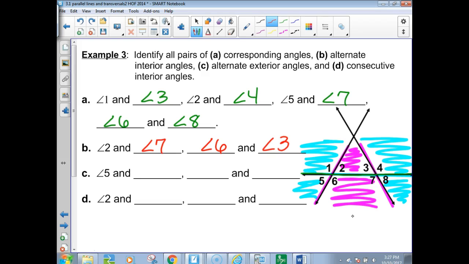All right, part C says do alternate exterior. So now we've got to be in the blue zone. Angle 1 and angle, jump over, way over, 1 and 8. Oh, it says 5 and 4. And then 1 and 8.